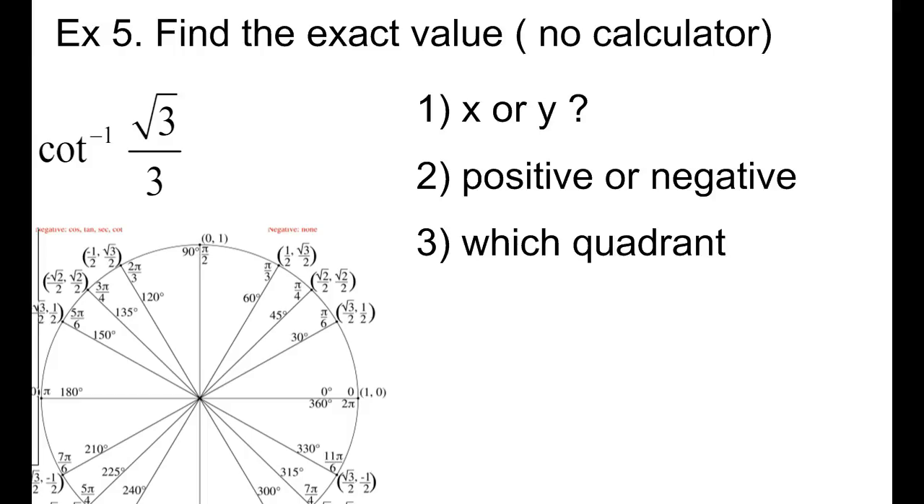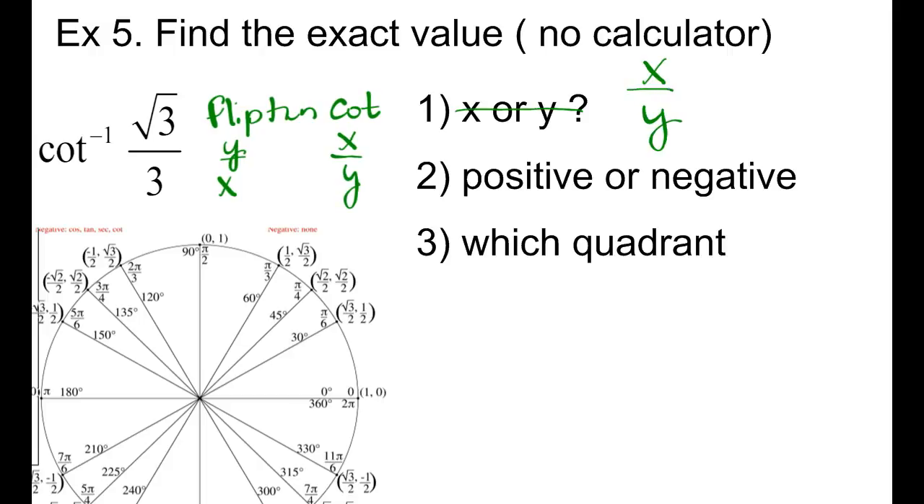And cotangent, last one, the cotangent. So what angle has a cotangent of square root of 3 over 3? Cotangent says flip the tangent. So if my tangent was y over x, my cotangent is x over y. So I'm going to look for x over y. And this is a positive, so I'm going to get rid of that. I'm looking for a positive number.